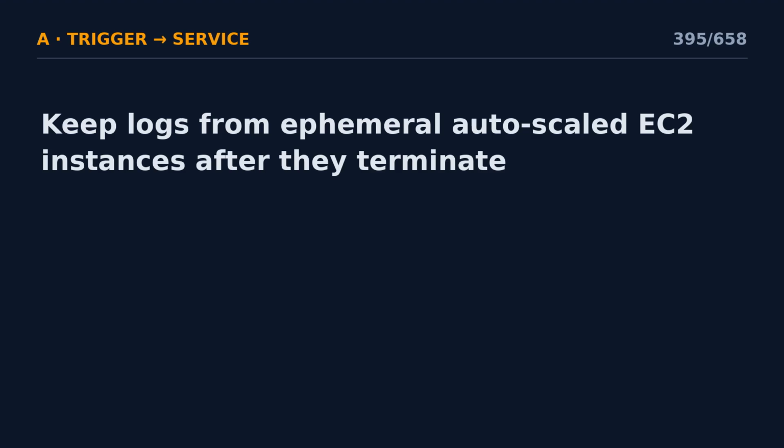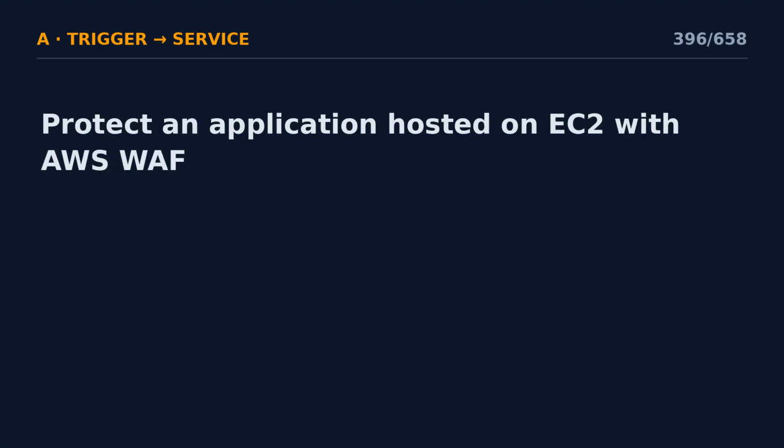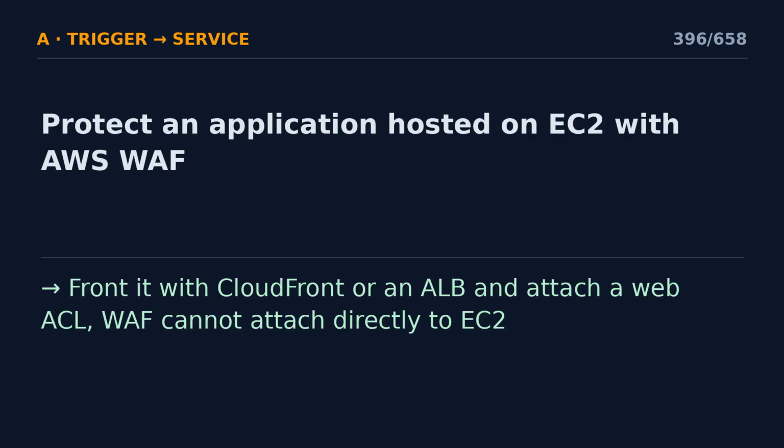Keep logs from ephemeral auto-scaled EC2 instances after they terminate. Answer: CloudWatch Logs agent streaming logs off-host into CloudWatch Logs. Protect an application hosted on EC2 with AWS WAF. Answer: Front it with CloudFront or an ALB and attach a web ACL. WAF cannot attach directly to EC2.